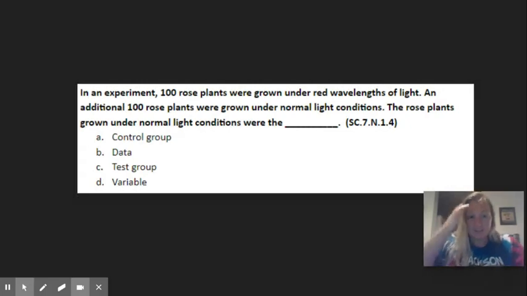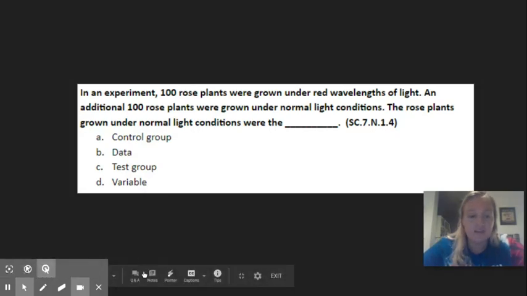So in this example here, in an experiment, 100 rose plants were grown under red wavelengths of light. An additional 100 rose plants were grown under normal light conditions. The rose plants grown under normal light conditions are going to be the control group because they have those normal conditions. The rose plants grown under red wavelengths of light, that's going to be our test group or an experimental group. And let's go back here.